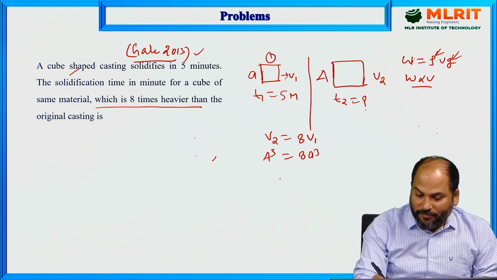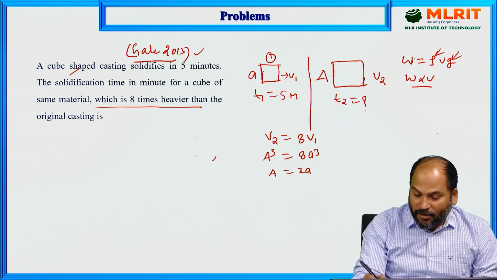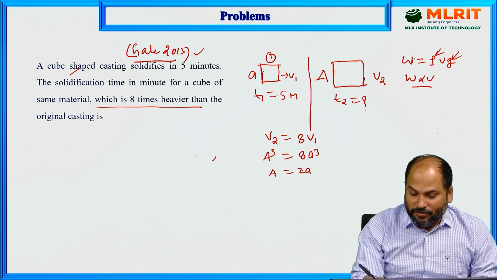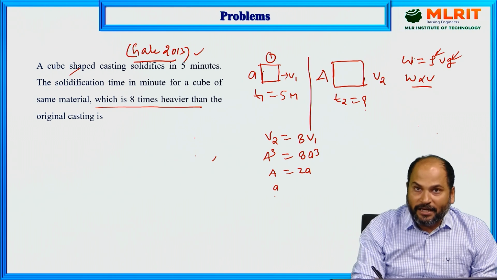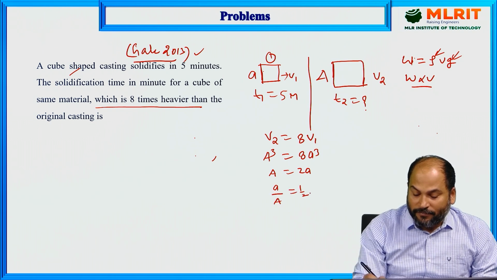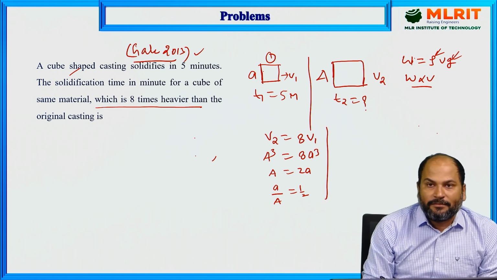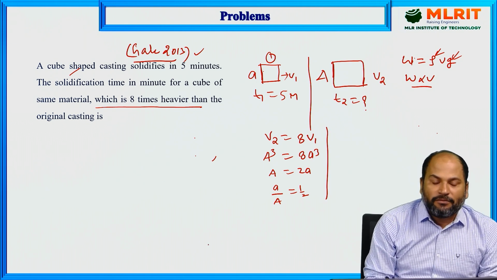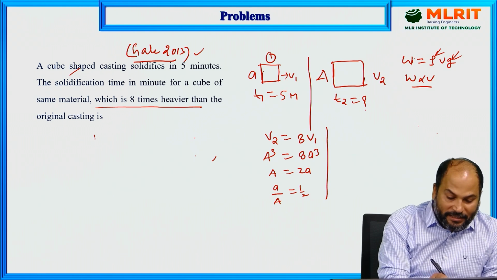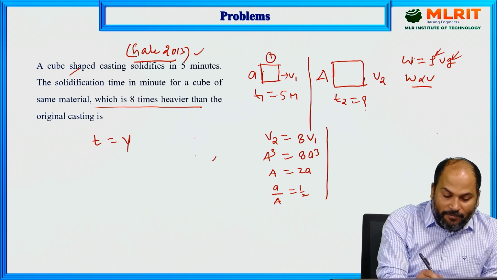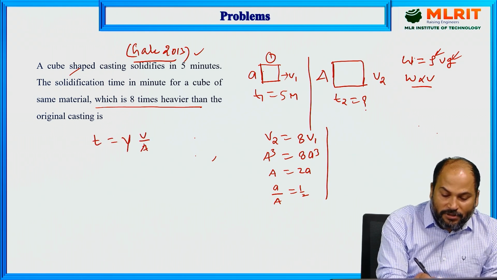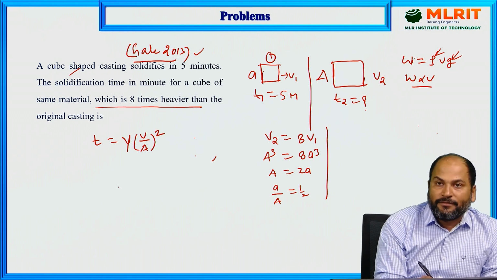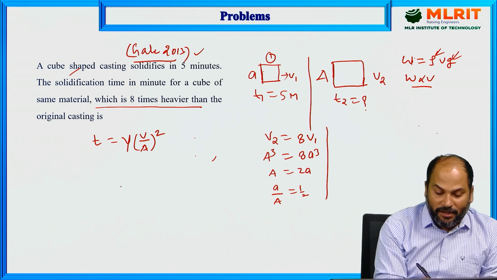So from here we can get the relation capital A is equal to twice of small a. If we take the ratio, we can write small a upon capital A is equal to half. Now we can apply the formula that we just learned for calculating the solidification time: T is equal to gamma times (volume upon surface area) whole square. So T is equal to gamma times (V upon A) whole square.